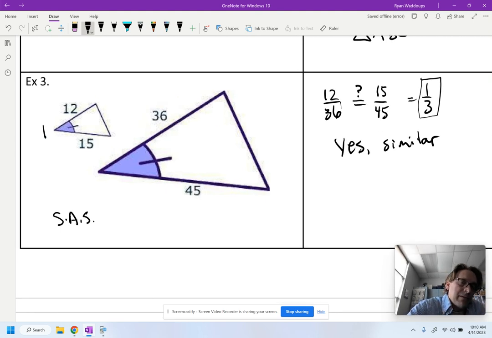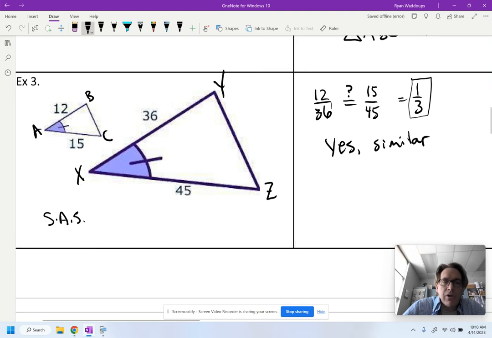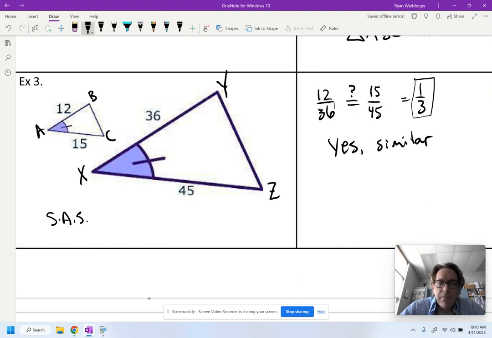Let's mix this up a little bit. This time I'm going to label this one as A, B, C, and we'll call this one X, Y, Z. Remember to use capital letters when you're labeling vertices. And so it's triangle ABC is similar to triangle XYZ.